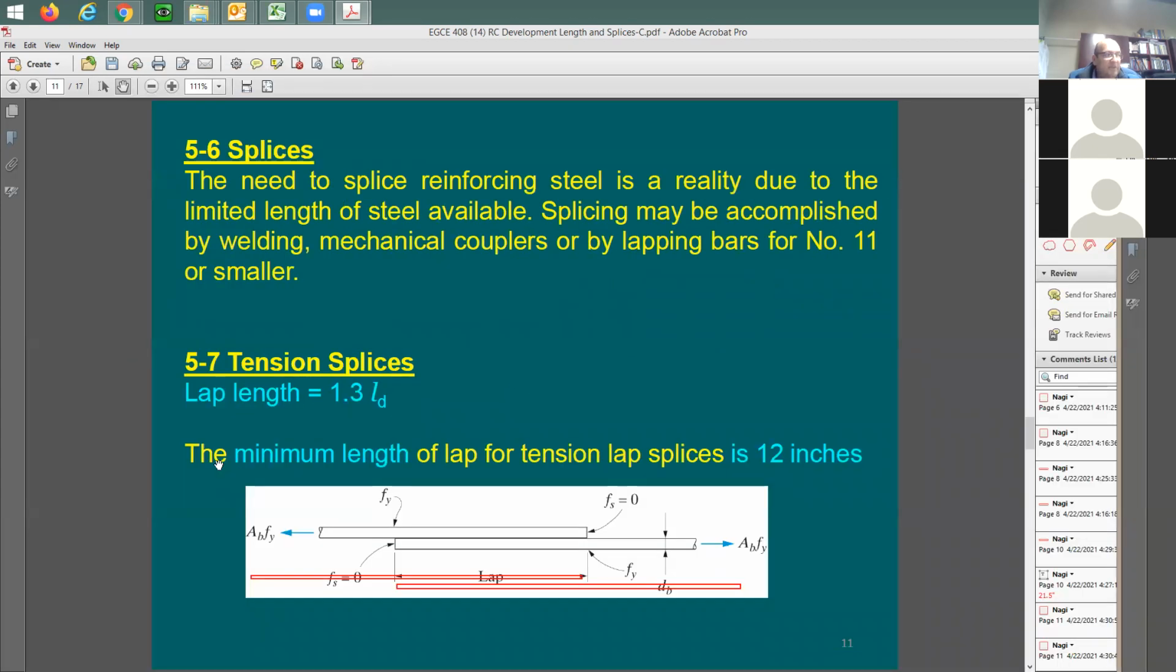And also you have this condition that says the minimum length for the lap splice is going to be 12 inches. So this is going to be a minimum of 12 inches. Whatever number you end up with, compare it with 12 inches. I'm sure that any number you get is going to be maybe more than 2 feet. For number 5 rebars, usually we do 2 feet and 6 inches, just so you know. So 12 inches is really very low compared to our analysis here.